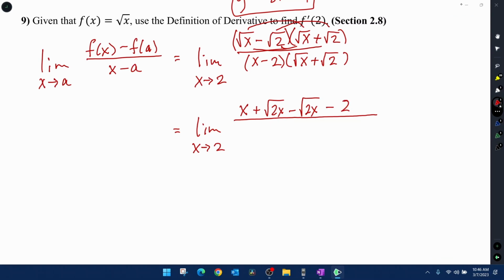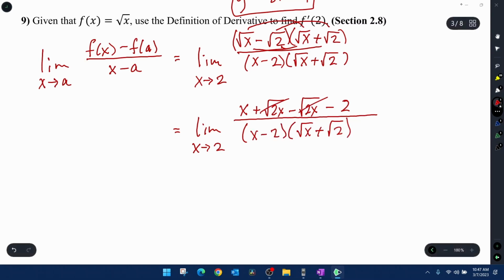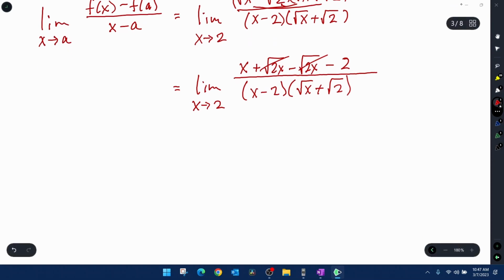Square root of 2 times square root of 2. And then in the denominator, you know what? In the denominator, I'm not going to multiply that out. Okay, in the numerator, square roots cancel. What does that leave me with? And could I write it like this? 1 times x minus 2.